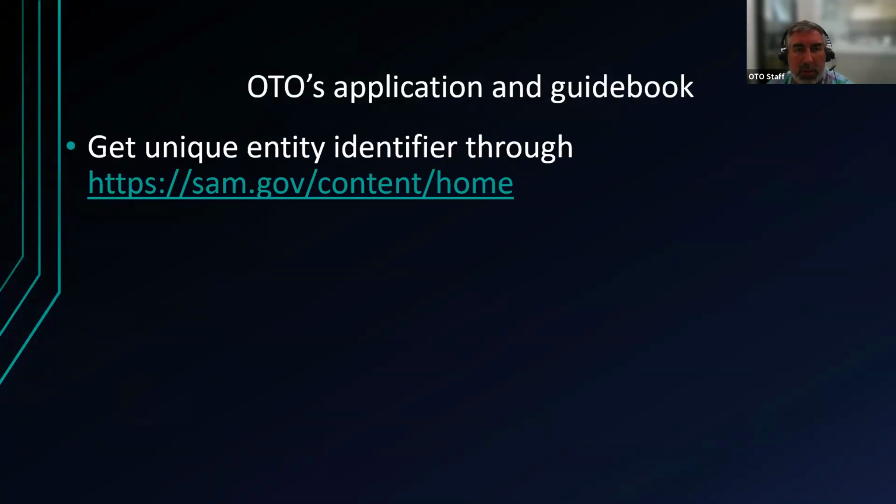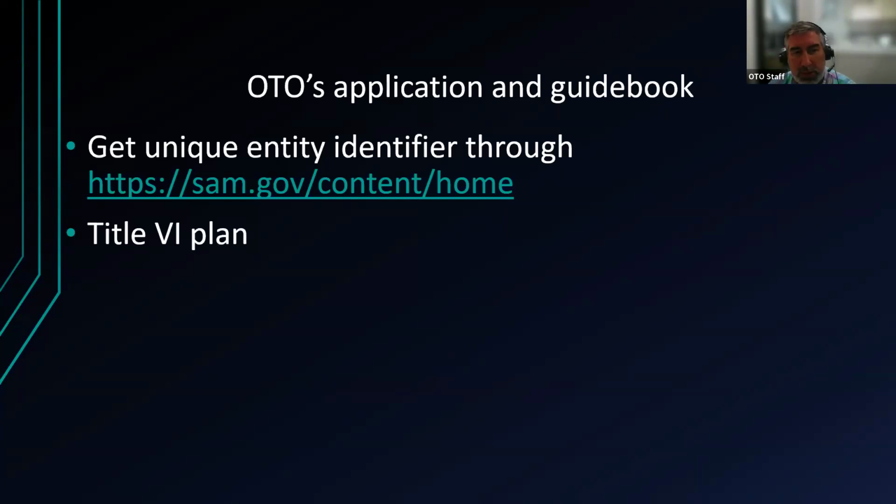Some things to consider when you do the application: if you do not have a unique entity identifier, you have to go to sam.gov and get that. It's called a UEI. You basically register with the federal government and get a number, so when you get the grant, it can be tracked back to the organization. It might take a while, so if you don't have it, I would start that process soon to get it done before our deadline.